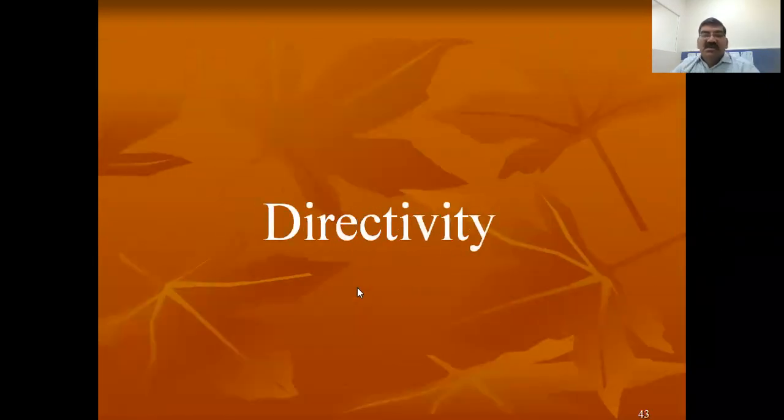In the next topic, the next lecture, we will cover directivity, and why directivity is there. Again, it is in terms of radiation intensity and radiation density, so the two should get clear. Based on that intensity and density, we will go on to the directivity.